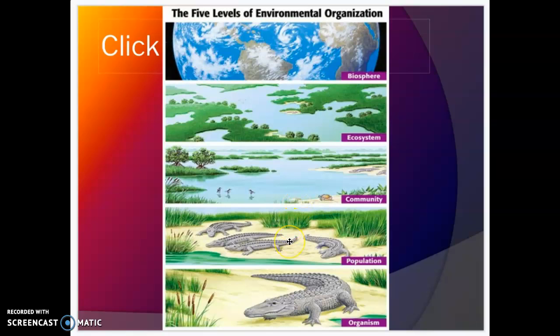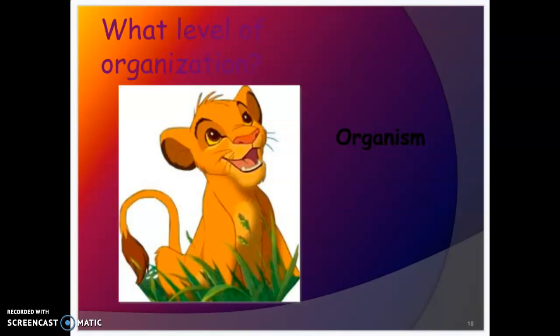You zoom in, you're looking at a population of alligators, right? You have 4 there in the picture, that would be a population. And you zoom in to one individual organism, you're going from very big at the biosphere all the way down to organism. And that's how we classify different parts of ecology. We're trying to determine what level of organization of this picture we want to look at, just Simba himself.